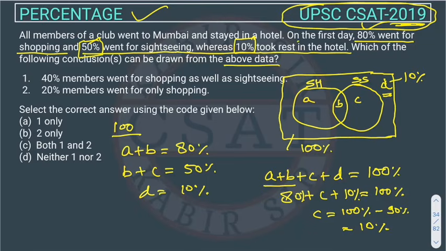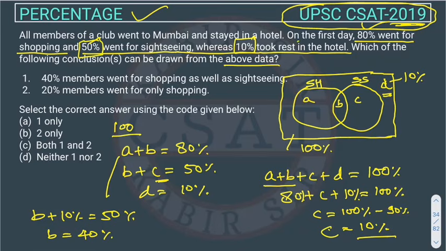In percentage we can do addition and subtraction, so don't worry about it. So C will be equal to 10. If we put the value of C here, we will get B. B plus C is 50%, so B will be 40%. If B is 40, we put the value of B here to find A. A plus 40% is equal to 80, so A is equal to 40%. So this is 40%, this is 40%, and this is 10%. Now we have computed all values.